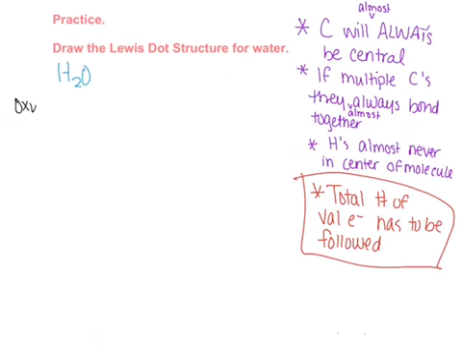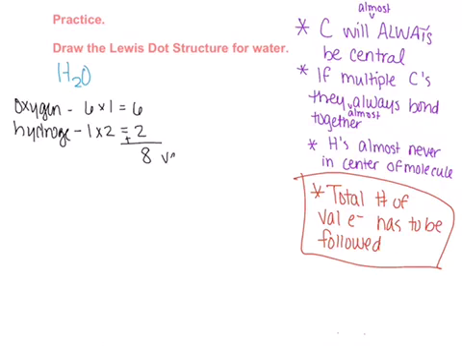So oxygen contributes 6 valence electrons, and since there's only one oxygen atom, we know that there's a total of 6. Hydrogen contributes 1 valence electron, but in water there are 2 hydrogen atoms, so a total of 2 electrons being contributed by hydrogen. You add those together and we have a total of 8 valence electrons that are going to be involved in this bonding process, or potentially.